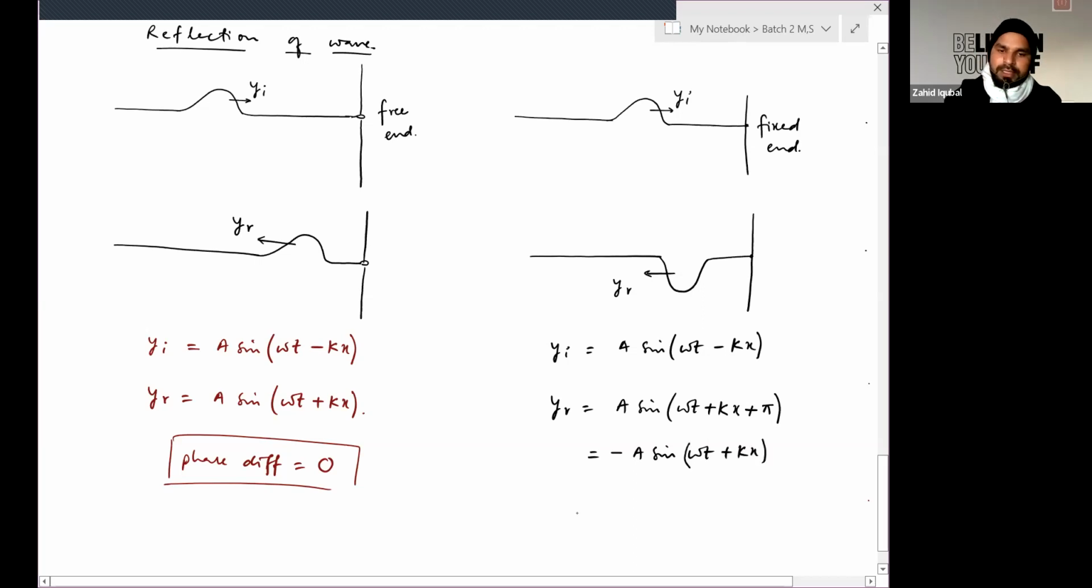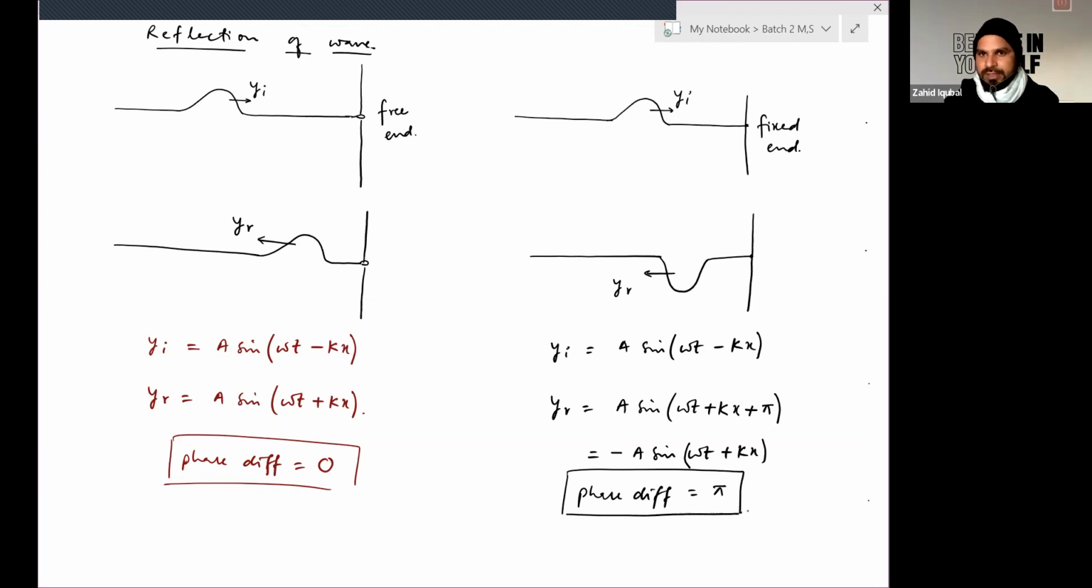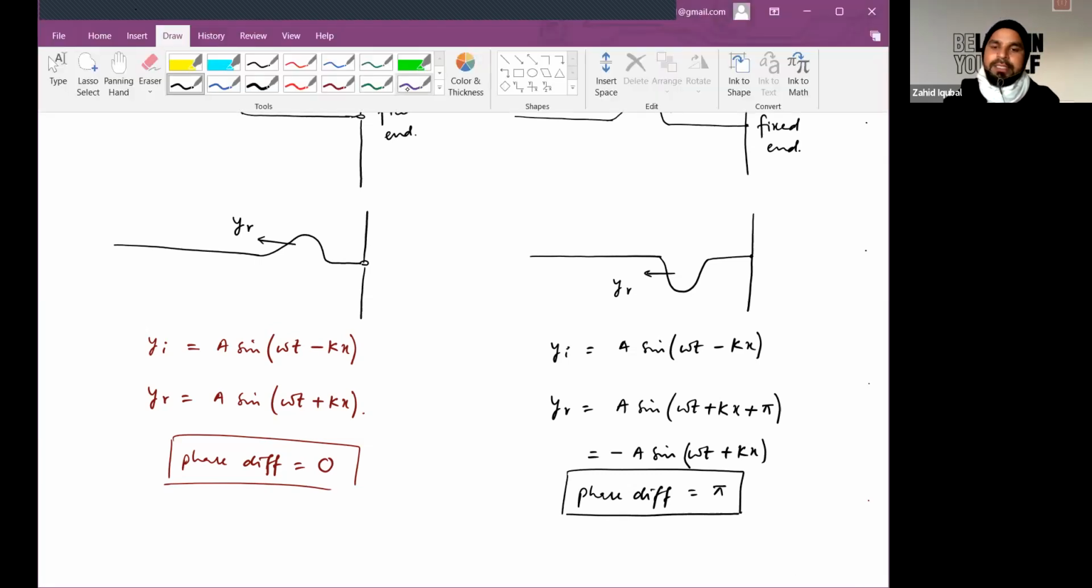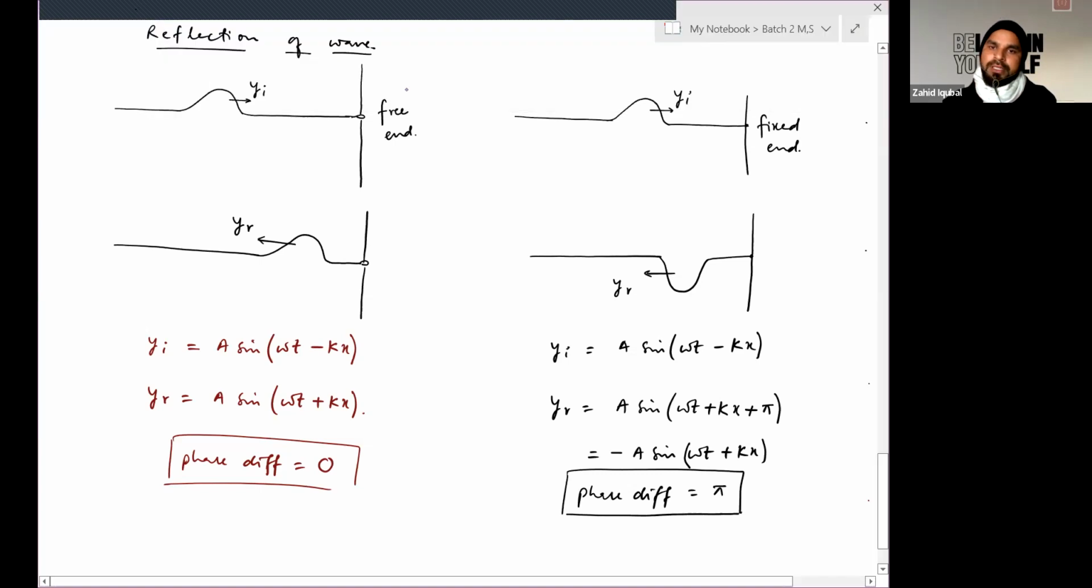Both are the same. So from this we can say the phase difference is pi. So you'll be asked, if a wave or pulse is projected towards any soft surface, will there be any phase difference between incident and reflected? You'll say no, the phase difference will be zero. But if a wave is projected towards a rigid surface, then its phase and direction get changed. The phase difference will be pi.